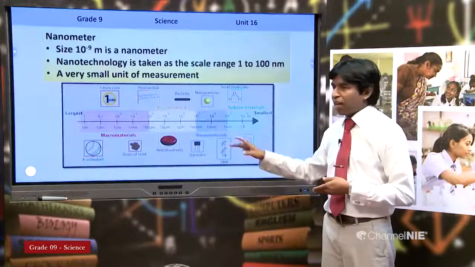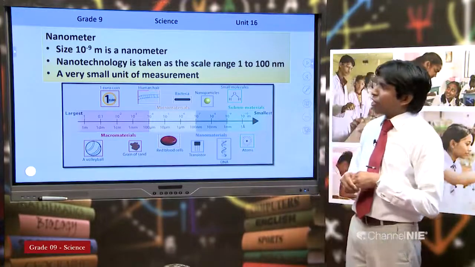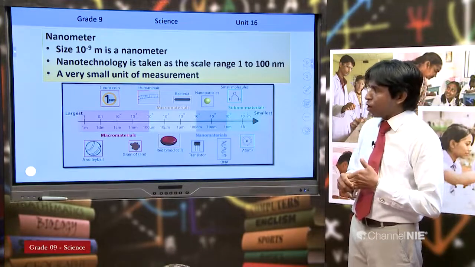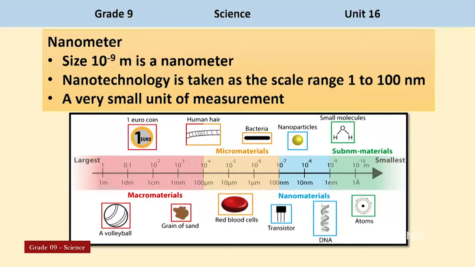So, therefore, there are so many advantages of manufacturing something using nanoscale or nanoscale materials. So, let us see what is nanometer. Nanometer is 10 to the power minus 9 meter. Nanotechnology is taken as the scale range from 1 nanometer to 100 nanometer. So, that is a very small unit of measurement.